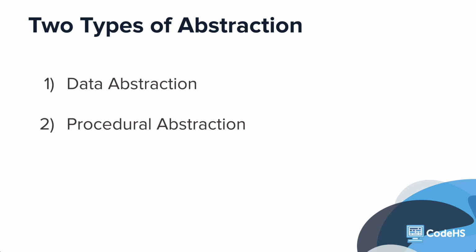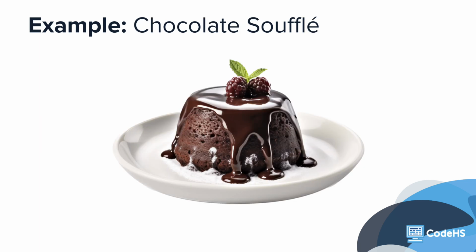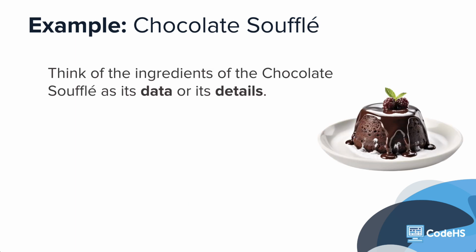Let's look at another example to better illustrate this. Suppose you are out to dinner and you look at the dessert menu. You see a chocolate souffle on the menu, your favorite. For most people, including yourself, it doesn't really matter what the ingredients are or how it's made. You just know that you like chocolate souffle. Think of the ingredients of the chocolate souffle as its data or its details.